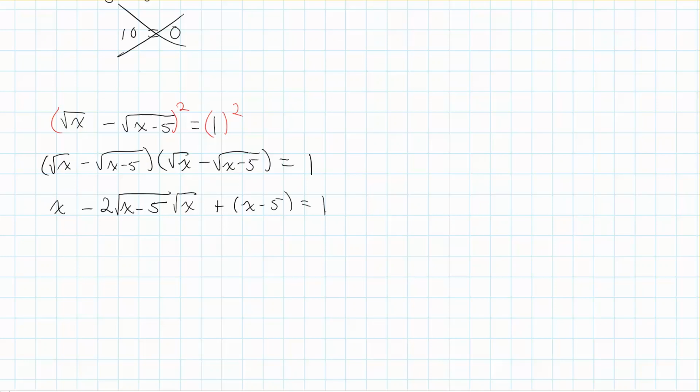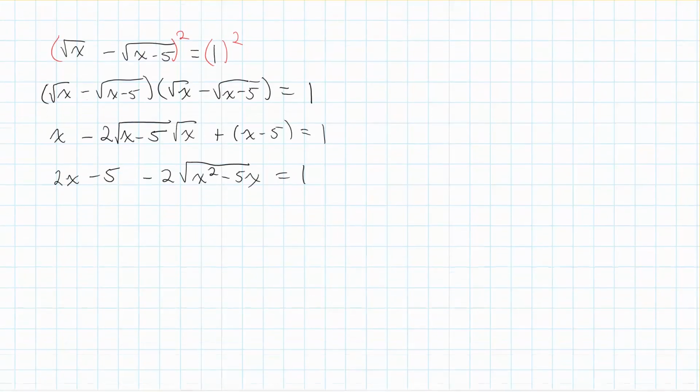And so what will we get here? Well, we have x plus x, so we have 2x minus 5, and then minus 2 times that square root of x, and so we'd have the square root of x squared minus 5x, and then this is equal to 1. Now the problem is I still have a radical here. Okay, well, what am I going to need to do? Isolate the radical. So let's move everything over to the other side. I'll just move the 1 to the other side. So we have 2x minus 6 is equal to positive 2 times the square root of x squared minus 5x.